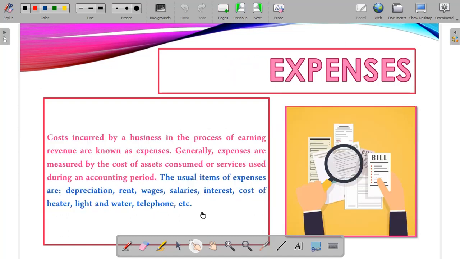Now the next term is expense. Basically, expenses are the costs incurred by the business in the process of earning revenue. Like we are paying salaries, wages, and rent. Generally, expenses are measured by the cost of assets consumed or services used during an accounting period, right? Like cash payments, or a decrease in the value of fixed assets in the form of depreciation, right? These are debited to the profit and loss account.